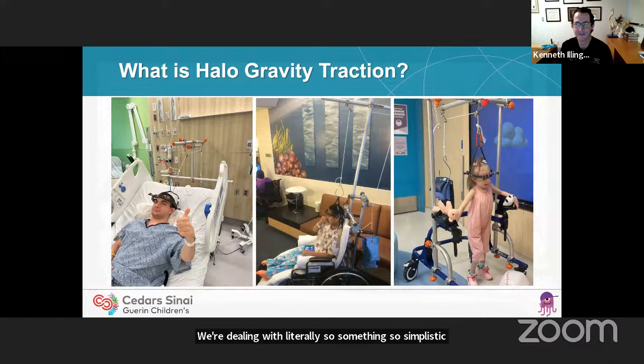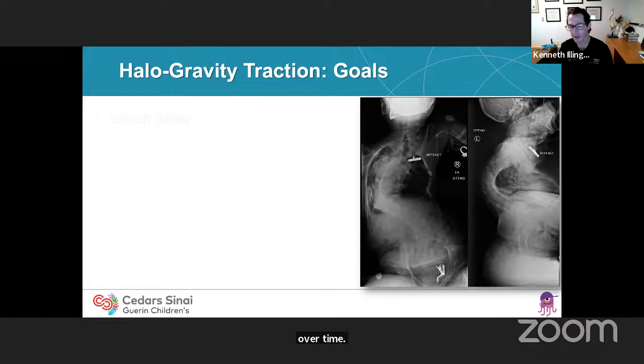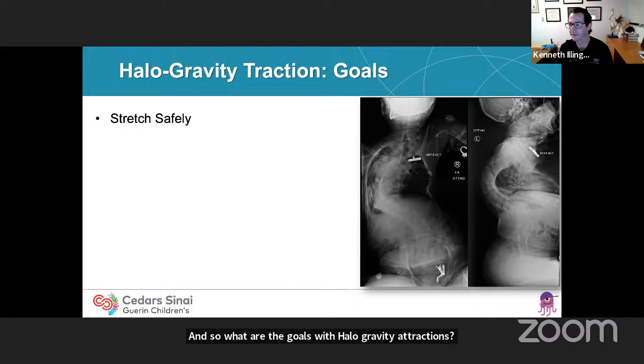And just quite simply, it involves putting a halo ring on a patient, who could range anywhere from a young patient to an older patient, and a series of hooks, rope, pulleys, and bars in order to stretch the spine out over time. And so what are the goals with halo gravity traction? Well, the main goal for me is to stretch slowly and safely over time.